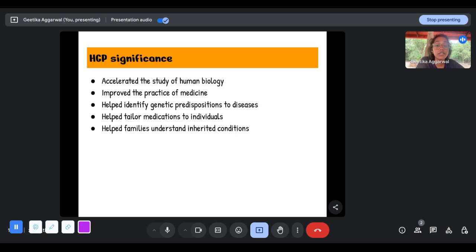It helps families understand their different inherited conditions, and it led to a new ethos of data sharing in biomedical research. Because it was an international effort, data was fully shared across countries. It was a huge effort in which all the scientists came together and the data was shared, and there was no fight over, say, the USA not sharing data with other countries, or other countries not putting in efforts.